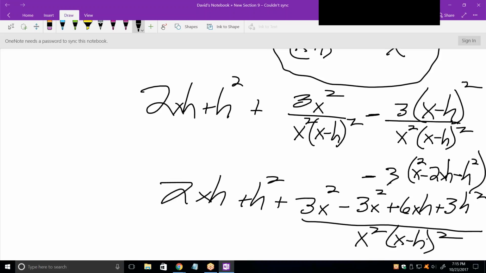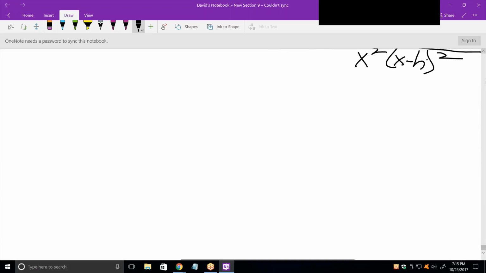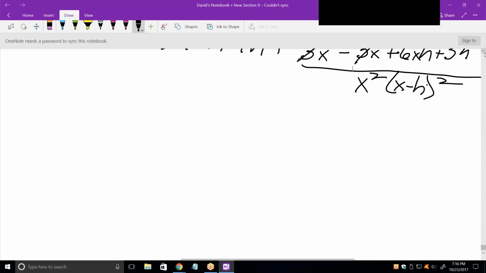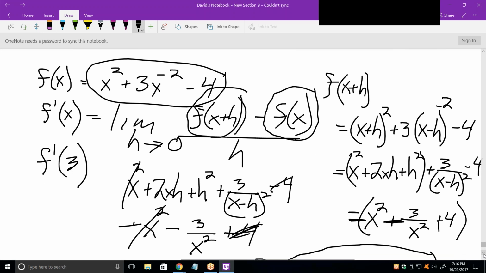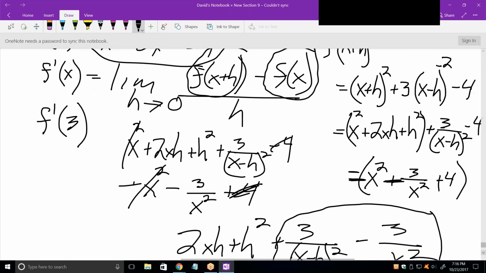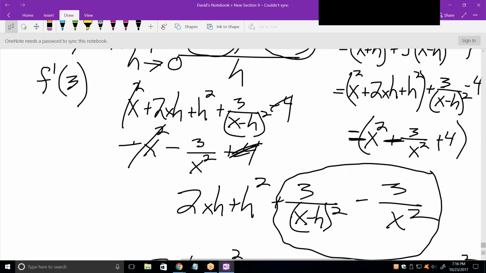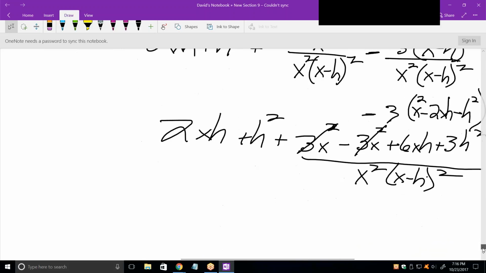But again, let's look at that numerator. I see some things we can cancel. Yeah, that cancels. And then we can combine. We have the following. Whoops, hold on. Trying to figure out how to use this program. I'm not having a lot of luck. Oh yeah, you got the new program. I forgot about that. Okay.